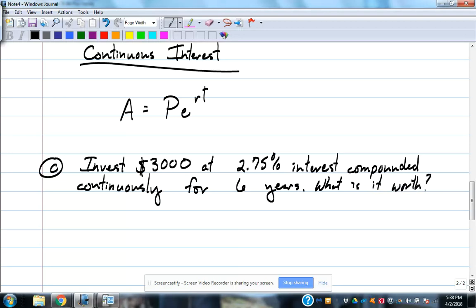What's it worth now? Okay. So we have this formula. It said continuously, so we know to use this formula. We want to know the account worth when $3,000 is 0.0275 times 6. Basically, we're typing this in the calculator and cranking it out and seeing how much money we got after 6 years.